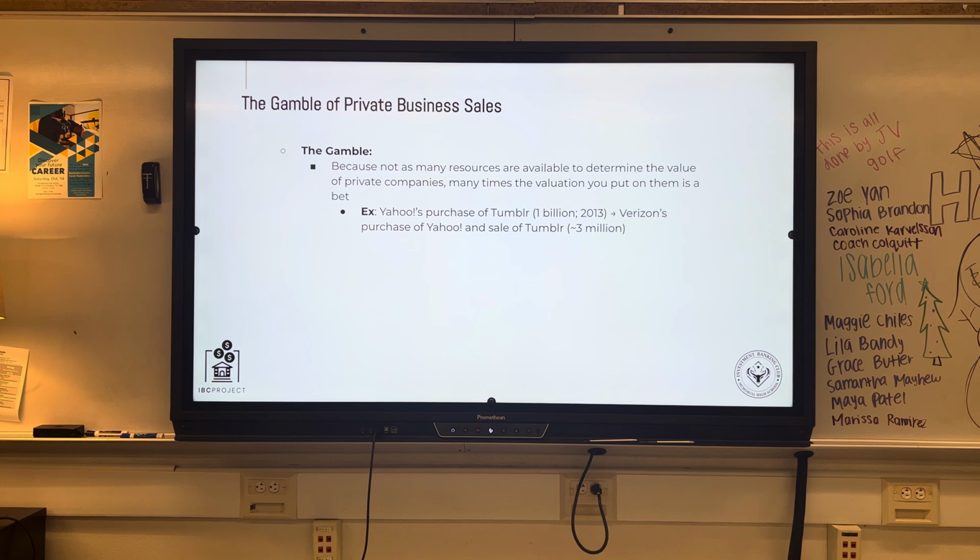Because not as many resources are available to determine the value of private companies, many times the valuation you put on them is a bet. For example, Yahoo's purchase of Tumblr for $1 billion, then Verizon's purchase of Yahoo and the sale of Tumblr for $3 million. The large disparity in the prices shows that the value of companies can be extremely subjective.